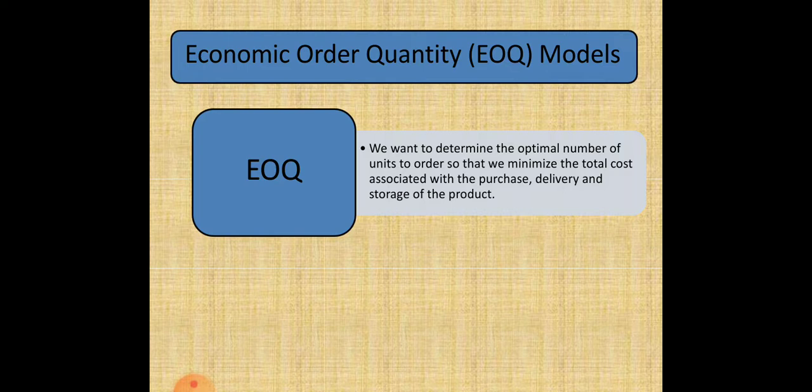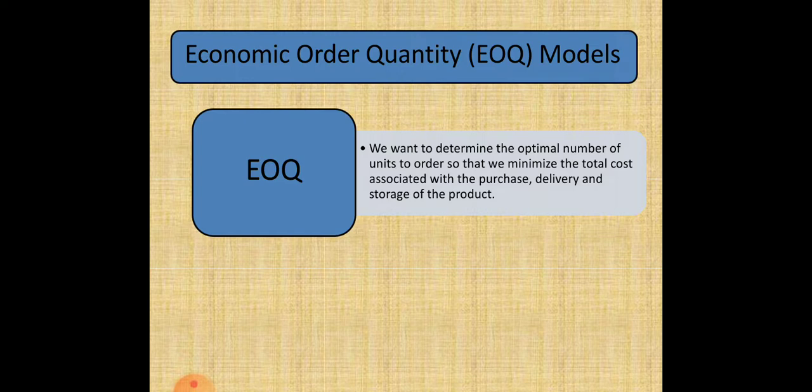So I will start with the economic order quantity. So what is the economic order quantity? Economic order quantity is basically a quantity at which ordering cost is equal to inventory carrying cost. Number one. Number two is when the total cost is minimum.